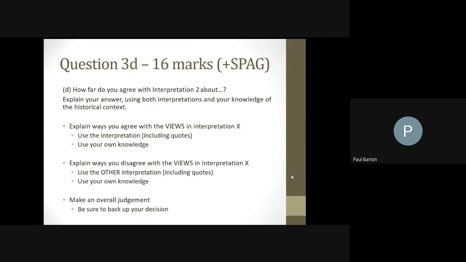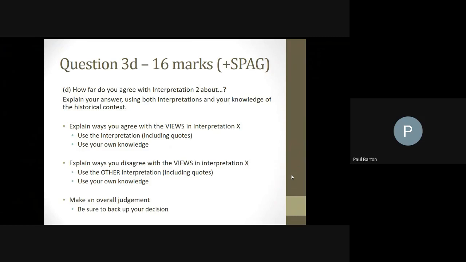So it says, how far do you agree with interpretation 2 about...? That could be interpretation 1 or 2. It does vary year to year, depending on the question, depending on the paper. So you're asked how far you agree with one of the interpretations about whatever topic you've been looking at. Remember, question 3A, B, C, and D are all on the same aspect of the course. So in that example you had in your formative assessment book, they're all about Nazi ideas towards women and their policies towards women. So in that case, this would be how far do you agree with interpretation 2 about Nazi policies towards women.